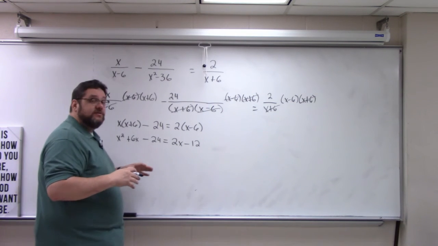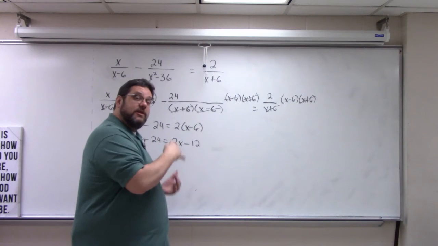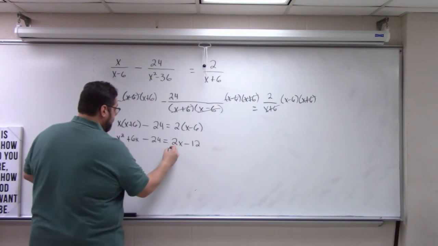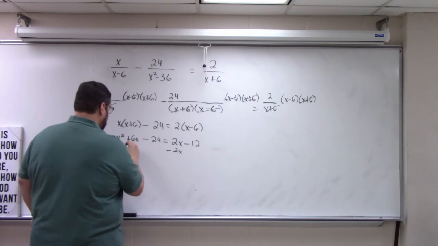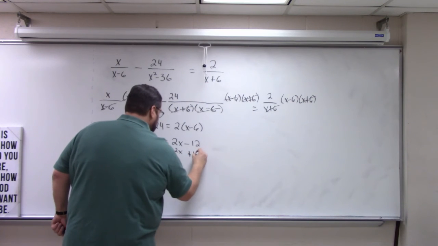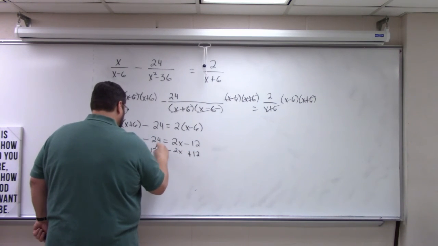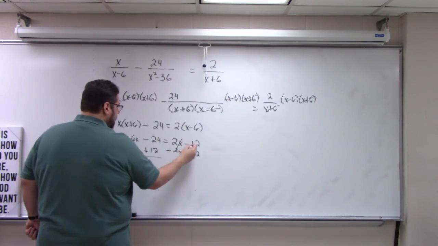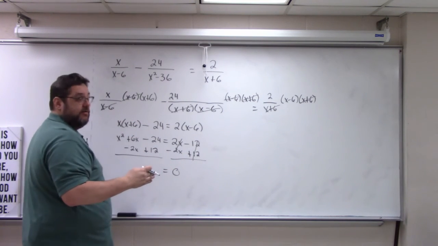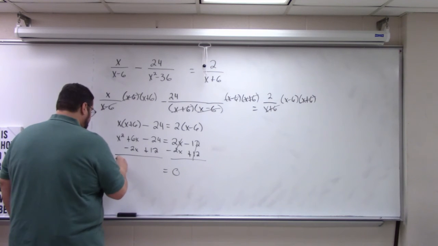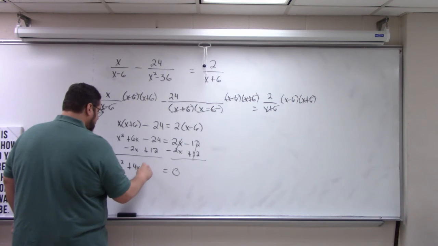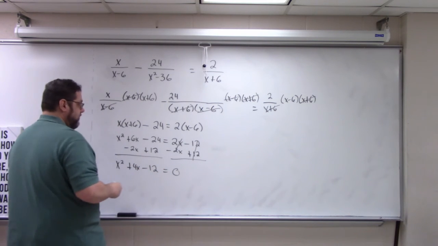Now, when I see that x squared, that lets me know I've got to get everything on one side and factor. So to move this 2x over, I'm going to subtract 2x. I'm going to go ahead and move this at the same time. I'm going to add 12. So all of this cancels out, and I have equal to 0, which is what I like to have. And then I'm going to have x squared plus 4x minus 12 equals 0.